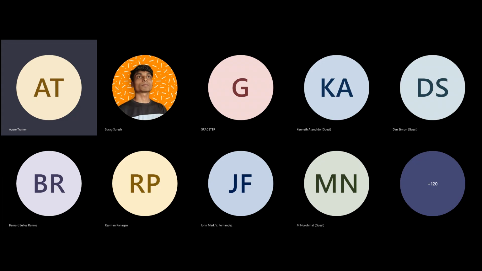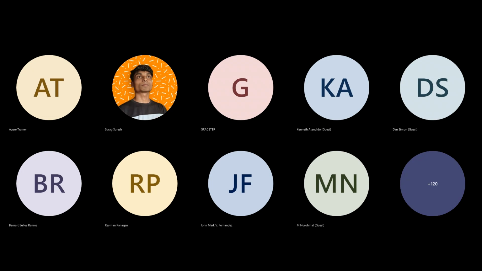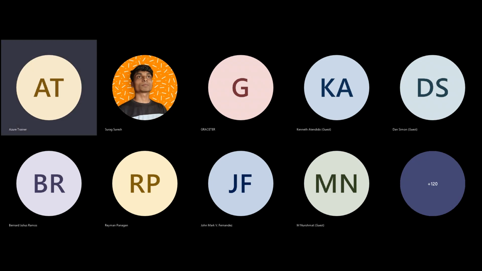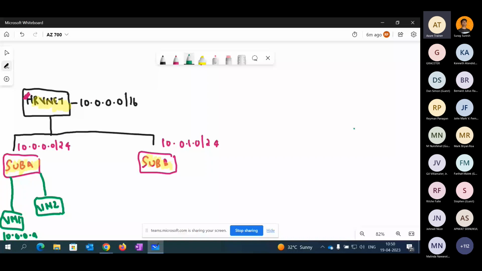If you go back to the whiteboard, you may notice your VM3 is attached to your subnet B. So technically this is getting the IP 10.0.1.4. In case I'm attaching VM4 here, can you comment it on the chat?